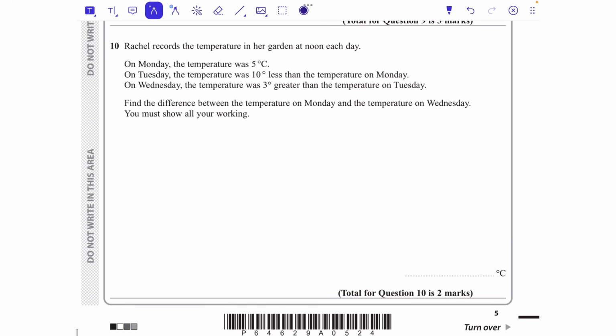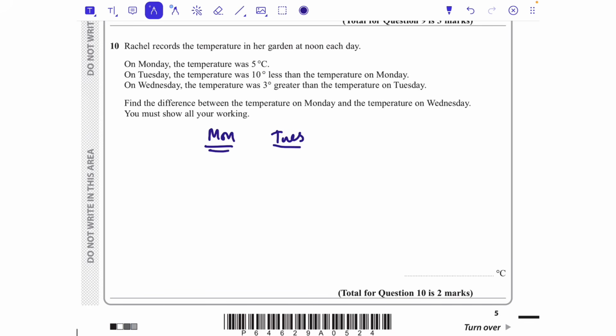Rachel records the temperature in her garden at noon each day. On Monday, the temperature was 5 degrees C. On Tuesday, the temperature was 10 degrees less than the temperature on Monday. And on Wednesday, the temperature was 3 degrees greater than the temperature on Tuesday. Find the difference between the temperature on Monday and the temperature on Wednesday. You must show all your working. So let's make this really clear.